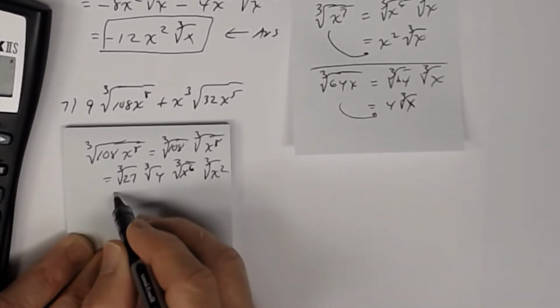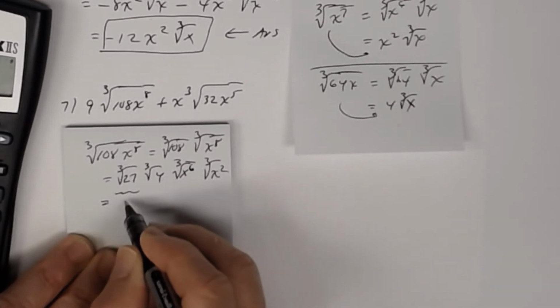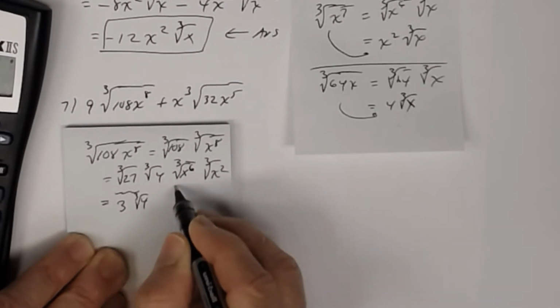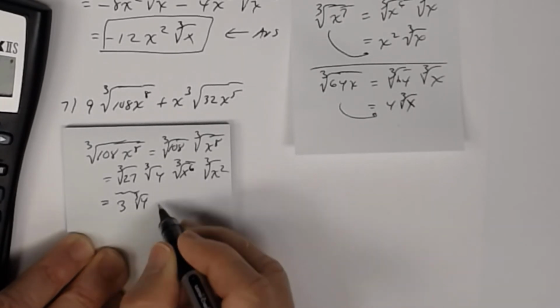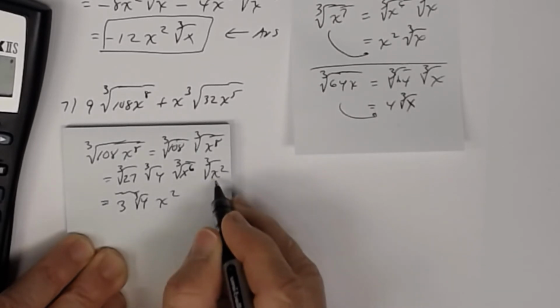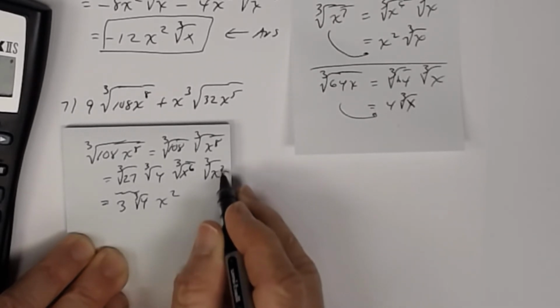All right, now I can simplify this right here. This is 3 times the cube root of 4. The cube root of x to the 6 is x squared. And I cannot simplify the cube root of x squared because the exponent 2 is less than the index.